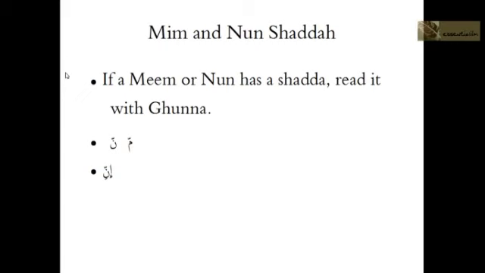The rules of meem and noon shadda. If meem or noon has a shadda, read it with a ghunna. So basically here we have noon and meem, and they have the shadda. So if you have that, then you read a ghunna. Ghunna is to read something nasally. And you hold the ghunna for two harakas. If you don't remember what haraka is, refer to the first video on the Tajweed for Beginners series.